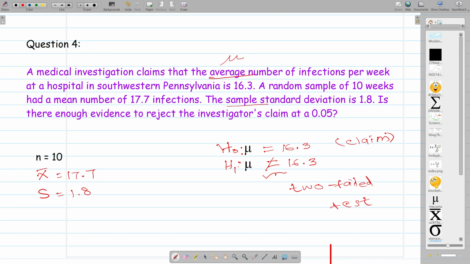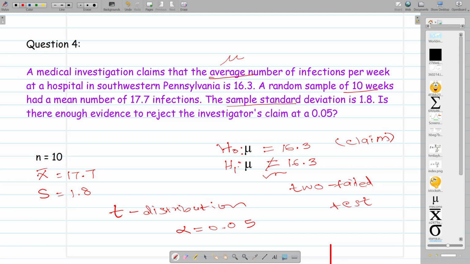Next, which distribution should we use? Sample standard deviation is given. Sample size is 10, that is less than 30. We can suppose that the number of infections per week is normally distributed. So according to that, we use the t distribution. In order to take the decision, reject null or fail to reject null, we can follow two methods: the critical value method and the p-value method.